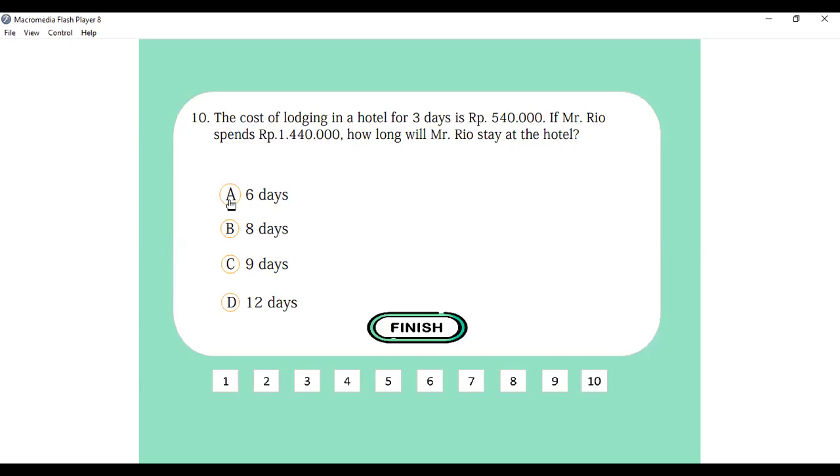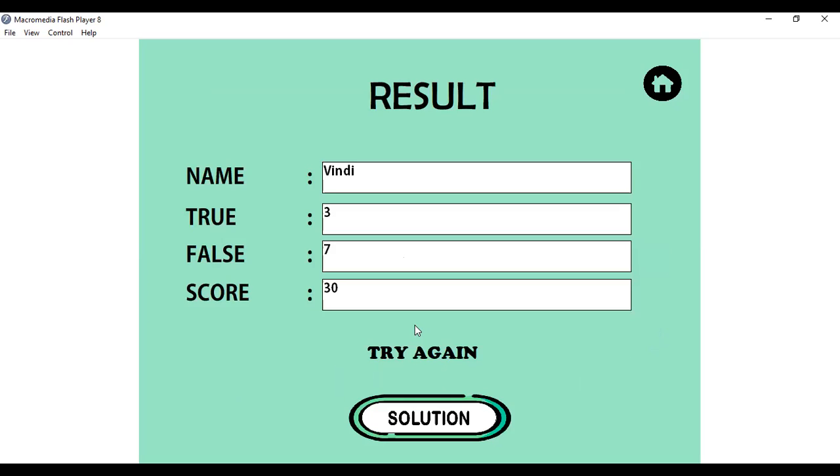After answering one question, it will automatically move to the next question. And question 10 does not automatically go to the practice score. Students must press the finish button first. This is so the student can recheck their answers on the previous numbers. After pressing the finish button, the student will see their score.